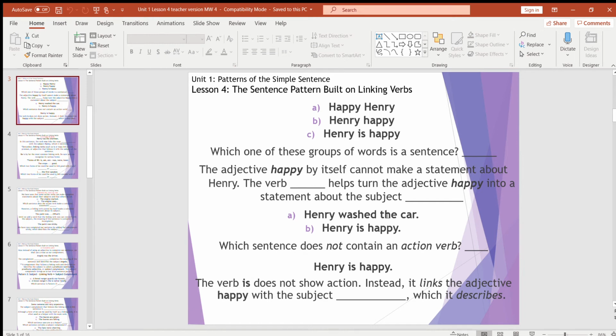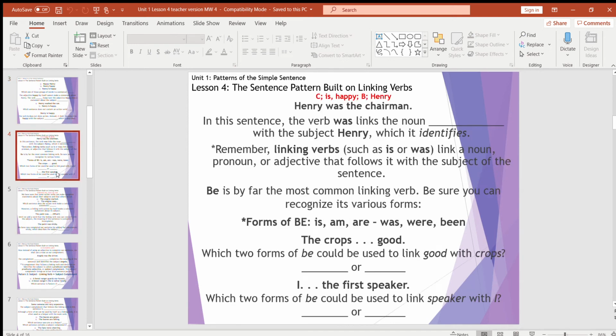So if we have Henry washed the car versus Henry is happy, both are sentences and both have verbs, but which one does not contain an action verb? It would have to be B. Because sure, you can do the action of washing something, but you can't do the action of ising something. That makes no sense. So in Henry is happy, the verb is does not show any action. Instead, it links the adjective happy to the subject that it describes, which of course is the word Henry. Good for Henry.